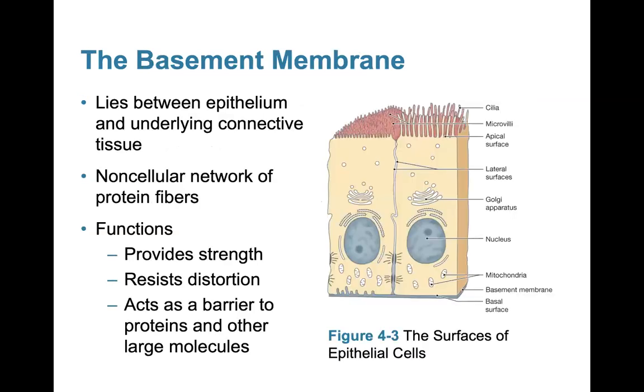So looking at the basement membrane, as we talked about, the basement membrane is going to lie between the epithelial tissue and the underlying connective tissue. It's typically composed of a non-cellular network of protein fibers, and the functions of the basement membrane are to provide strength, resist distortion, and to act as a barrier to other proteins and other large molecules.